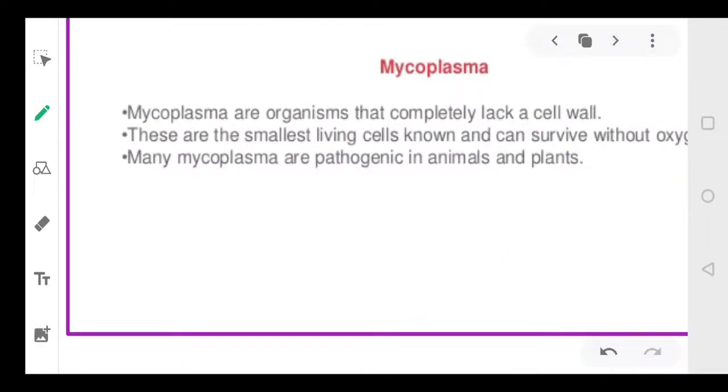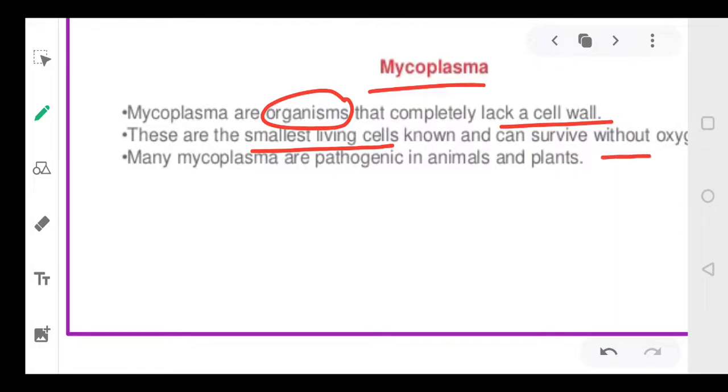The last category that we have is mycoplasma. They are the organisms that do not have a cell wall. They lack a cell wall, and they are the smallest living cells. And they can survive even without oxygen. Okay. And they are pathogenic. Pathogenic means they cause diseases in animals and plants.